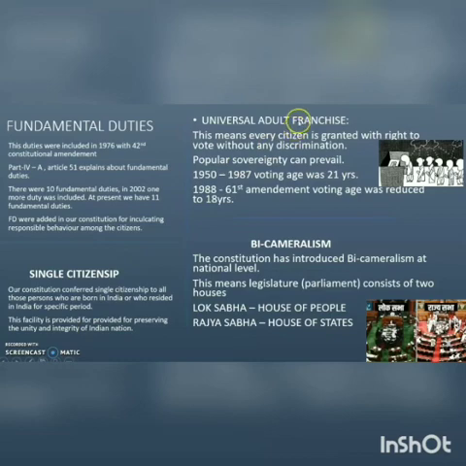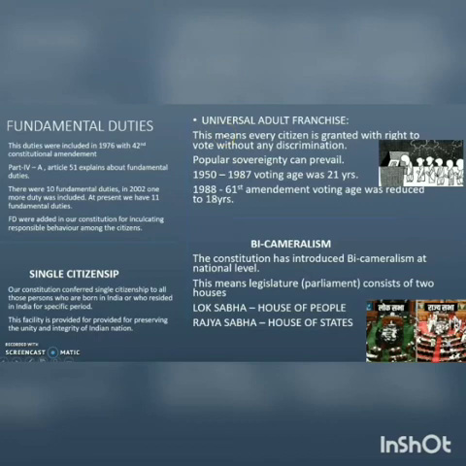Next comes universal adult franchise. What does universal adult franchise mean? It means every citizen has a right to vote. Now, in India, every citizen is given the right to vote without any discrimination. By giving universal adult franchise, we are able to realize popular sovereignty.